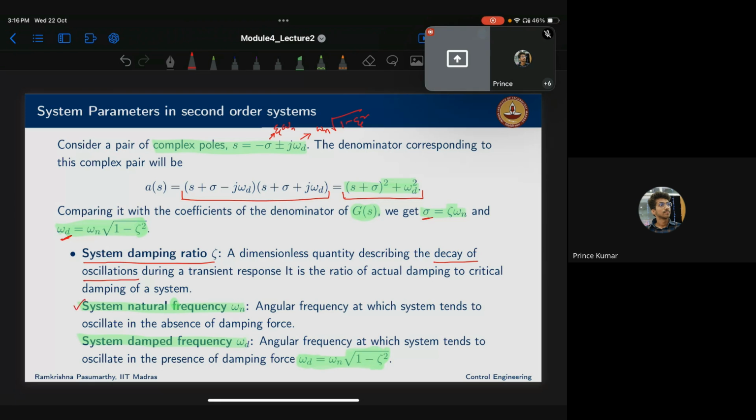Next, the system's natural frequency omega n is the angular frequency at which the system tends to oscillate in the absence of a damping force. Then you have the damped frequency omega d, the angular frequency at which the system tends to oscillate in the presence of the damping force, which is equal to omega n root over 1 minus zeta square. These are the three major definitions of zeta, omega n, and omega d. Mostly omega n is the natural frequency, and omega d is the damped frequency.